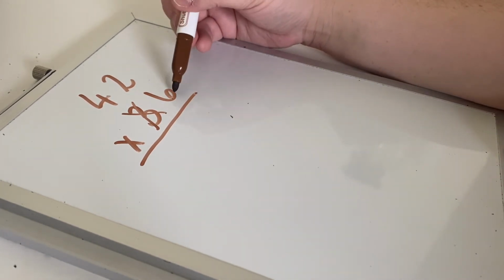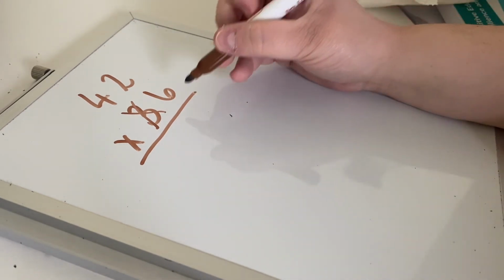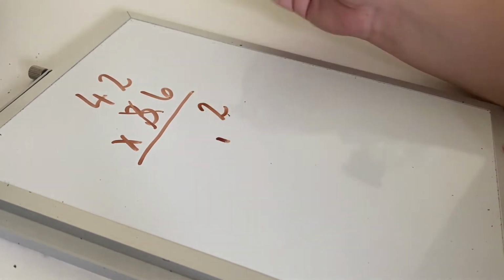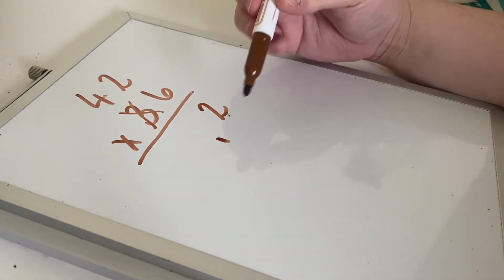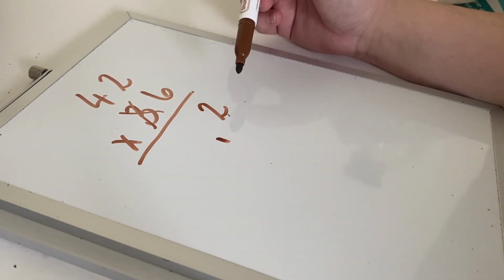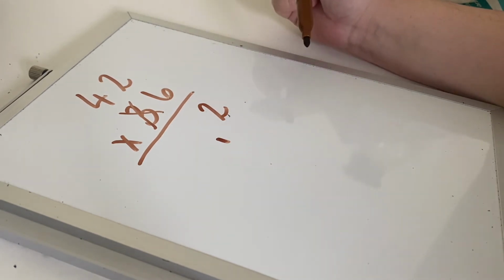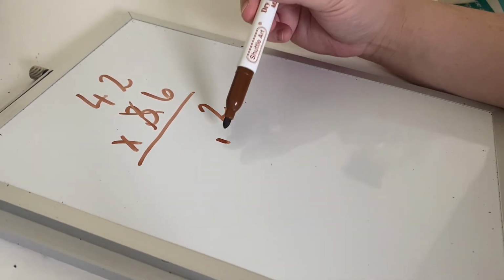So 2 times 6, we could add a line in, but I'm not going to. 2 times 6 is 12. We still carry our 1. This is when it probably becomes extra important for you to make sure your sums are well spaced out and nice and neat, because it might become confusing.